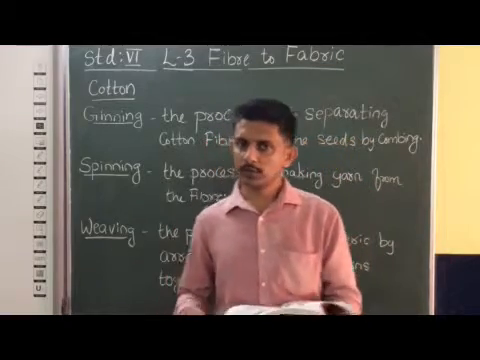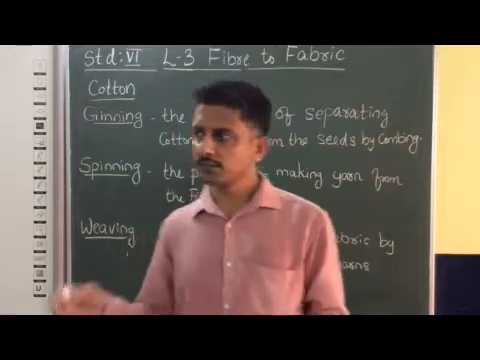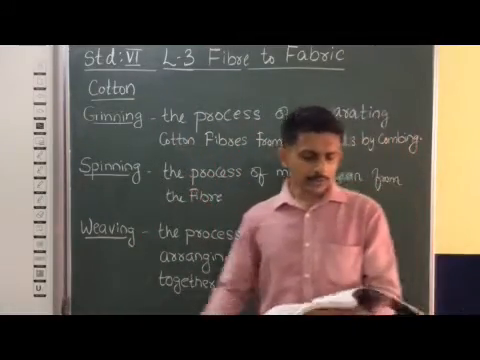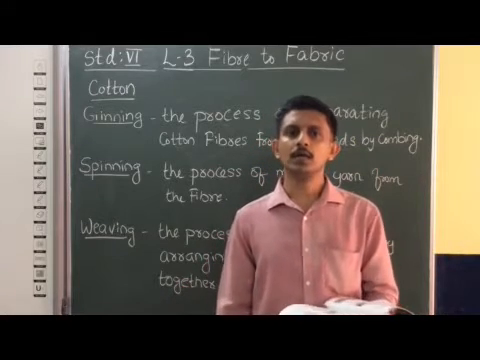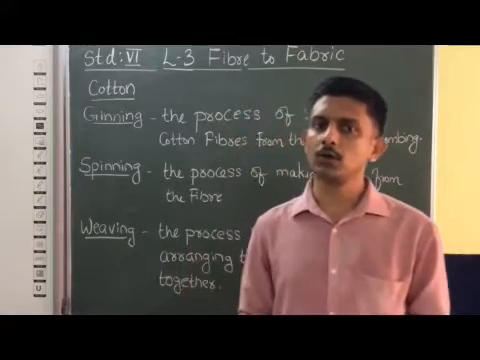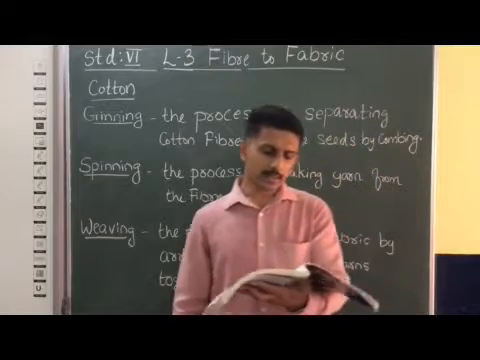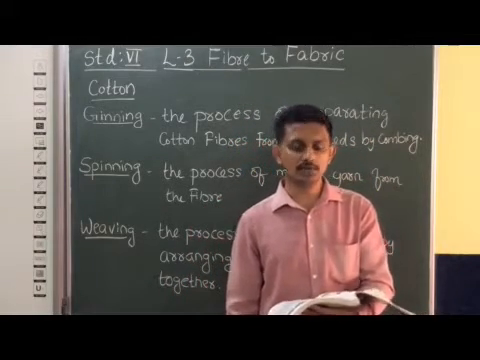There are four types of materials used for making cloth: cotton, silk, wool, and synthetic fiber. Among these, the first one we are going to discuss is cotton. You know that cotton is a soft fiber that grows around the seeds of the cotton plant. Usually, we call this region what? Cotton balls. Cotton balls.